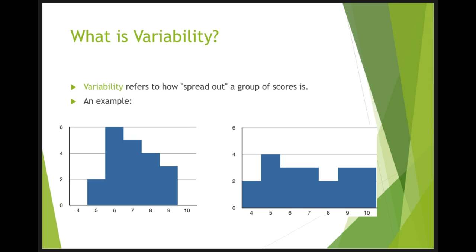Although they both have means of 7, it's obvious that the distributions are quite different. Specifically, the scores on the left graph are less spread out than the scores on the right graph. Said a different way, the differences among students are much less on the left graph than on the right graph.